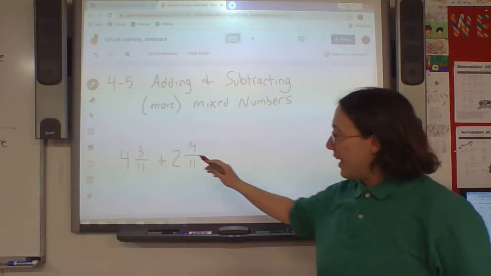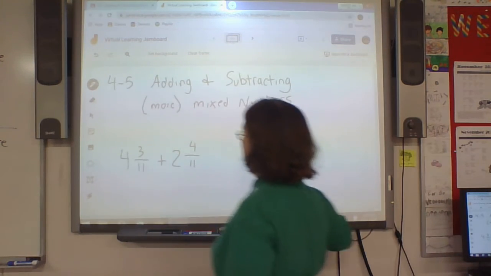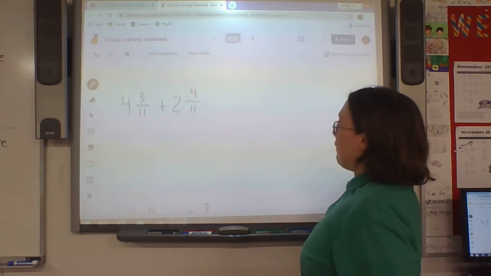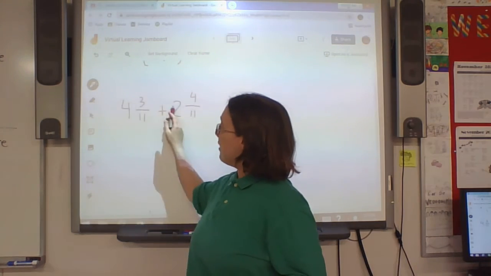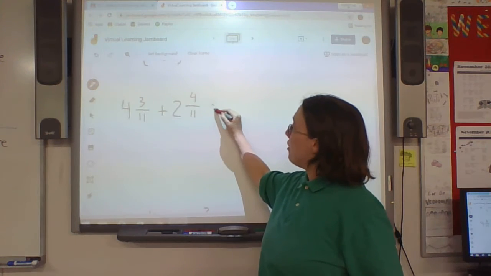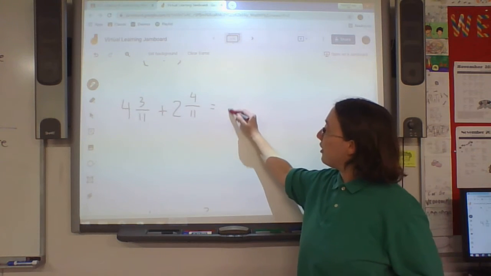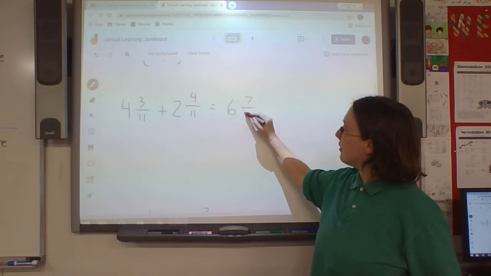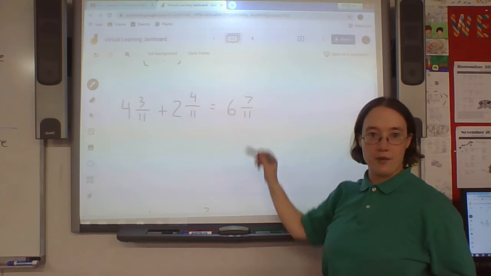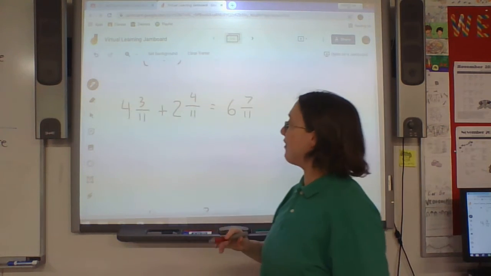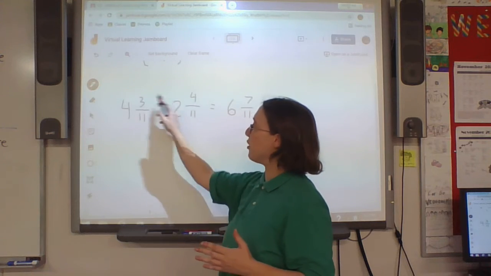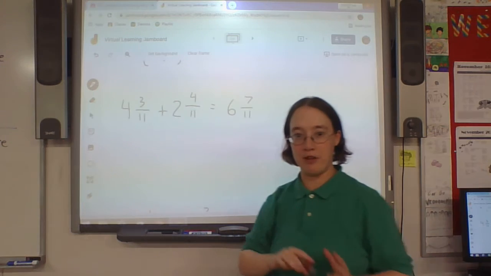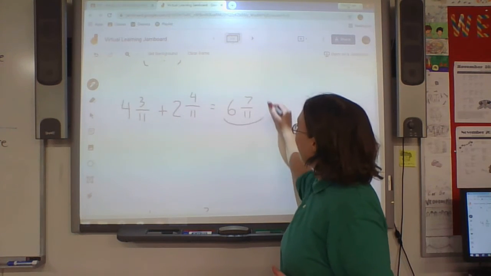So if we're adding these, quick refresher, a couple of different ways to do this. One thing we can do is look at the numbers on the outside and add those. So 4 plus 2 gets you 6. 3 plus 4 gets you 7. And now I got 6 and 7 11ths. So ones that are nice like this, that already have common denominators, we're not going to get anything bigger than 1 in our fraction. We're not going to get an improper fraction inside our mixed number. These ones are kind of nice.